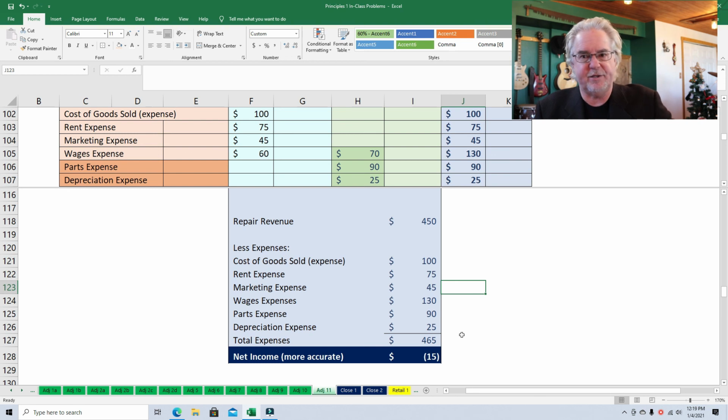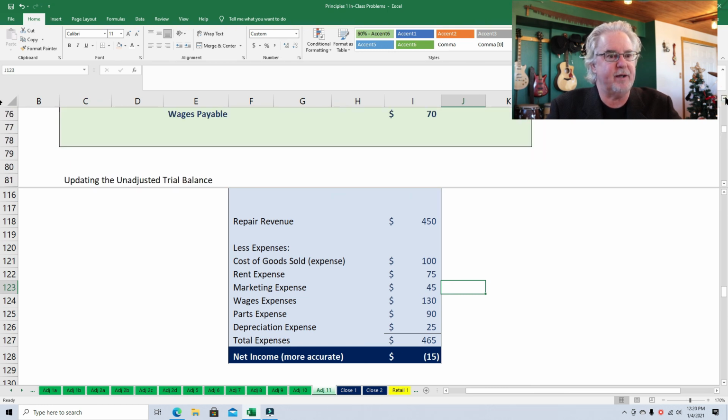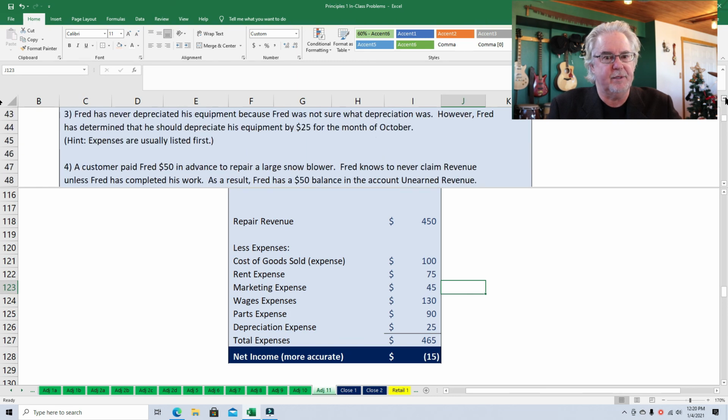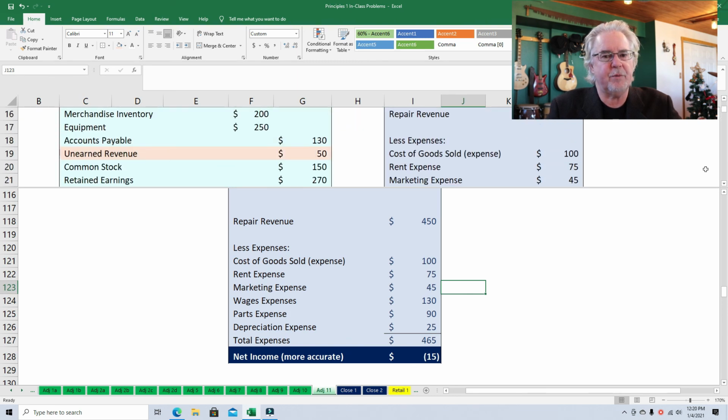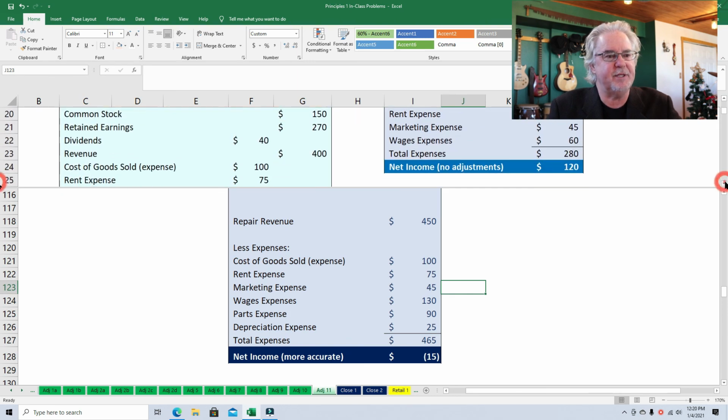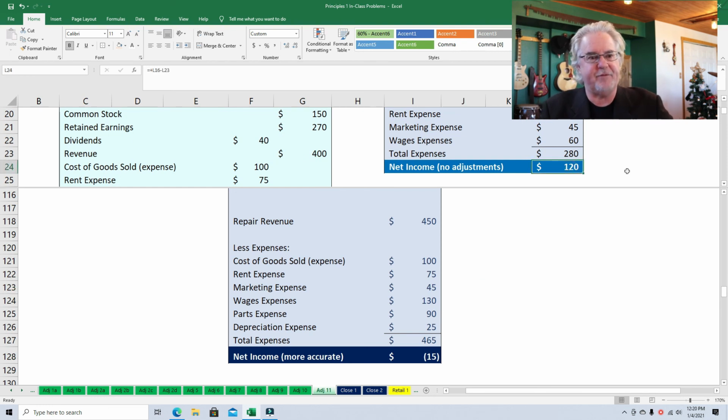And of course, Fred can't have net losses for too long or he'll be out of business. And that's quite different than that original income statement. The original income statement was right up here. Here we go. Here's the original income statement. This was with no adjustments. With no adjustments, it showed a profit of $120,000, or I'm sorry, $120. And with the adjustments, which is more accurate, he's showing a loss of 15.